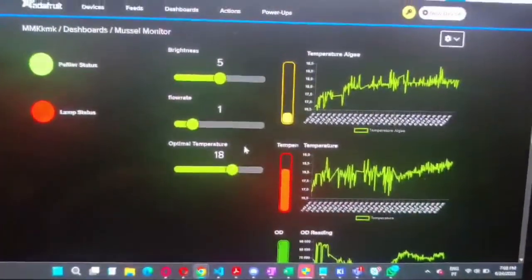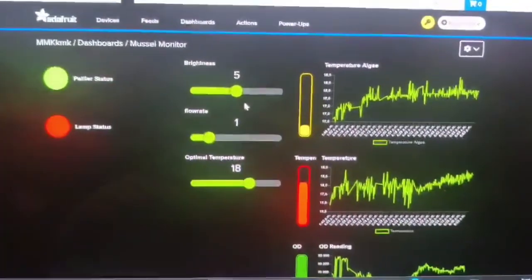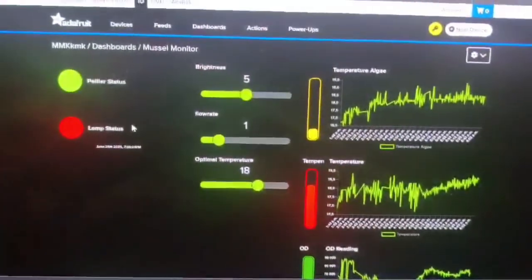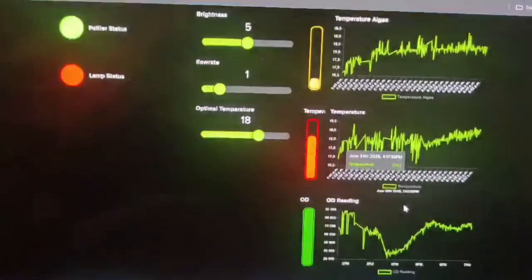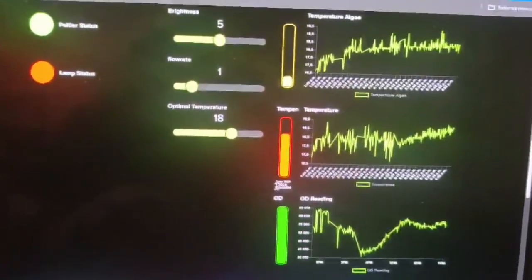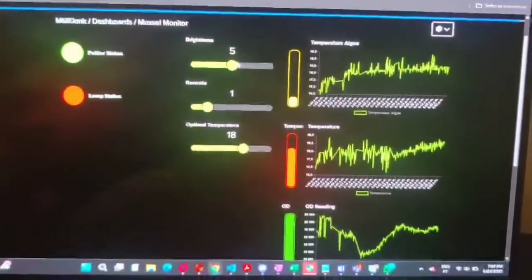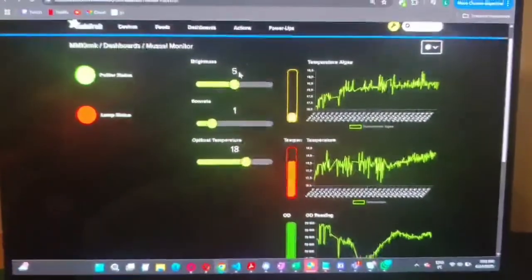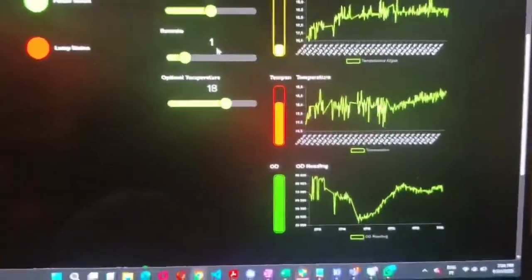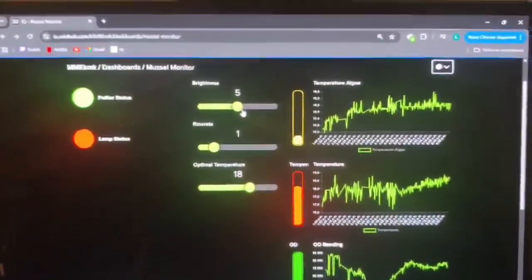The pump is set to run at 3.6 seconds per minute as shown by the flow rate of 1. The lamp is currently off, which makes sense because the algae concentration is quite high. It only turns on when the OD sensor detects lower cell density. I can also control the lamp brightness via PWM, which currently is set to level 5. This platform gives us full control and live insights into how the mussels and algae are doing without being physically present, making the system both responsive and easy to manage remotely.